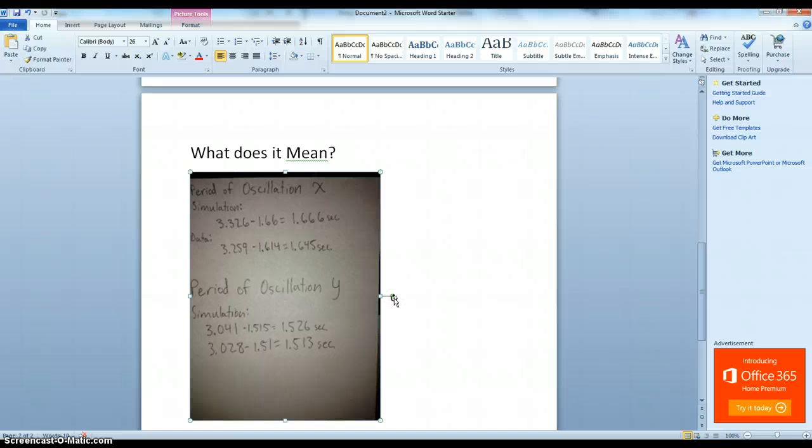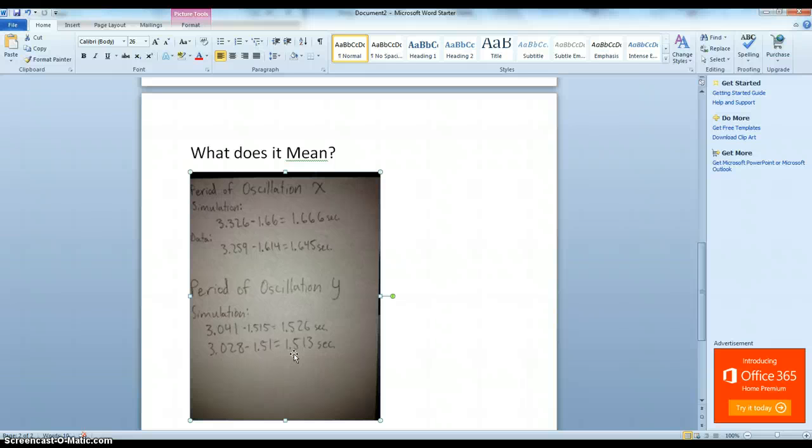In the x of the simulation, you can see it's 1.666 seconds. For the actual data, it was 1.45, and those are almost the same, which they're supposed to be. Then the period of oscillation in the y direction for the simulation was 1.526, and for the actual data, right here, it was 1.513, which are again almost the same.